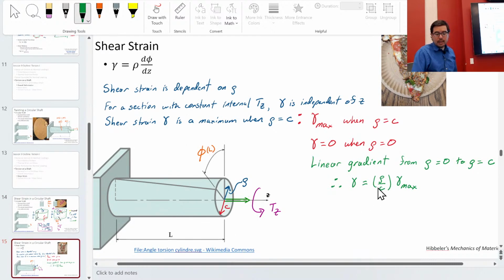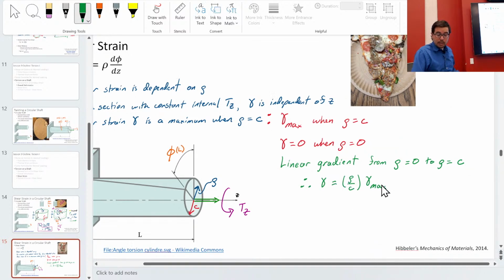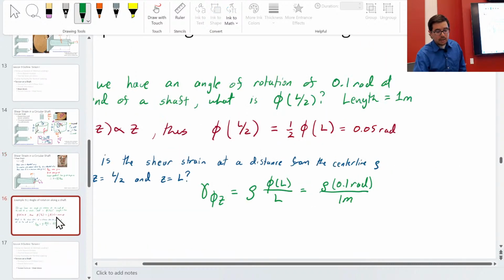There is a linear gradient of the shear strain as a function of rho. We already said this, but this is now in math. If I'm at the center where rho equals 0, then I have 0 shear strain. But if I'm at the outer radius, I have the maximum shear strain. Now, we haven't said what the maximum is in terms of numbers. We're just saying there's a ratio. It's maxing out. We'll get that next time.